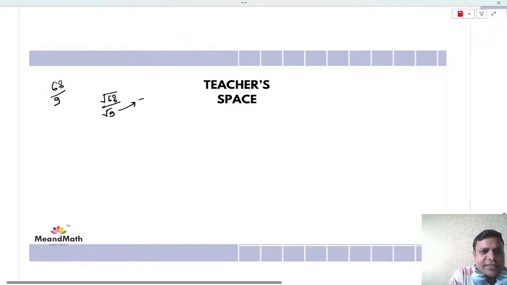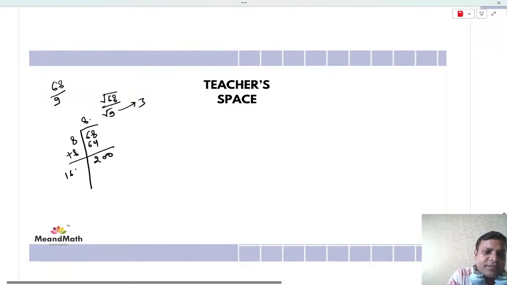So root 9 is 3. We have to find root 68. We can use the long division method. 8 8s are 64. Then 2 decimal, plus 8 is 16. 1, 161 plus 1 here, so this is 162.